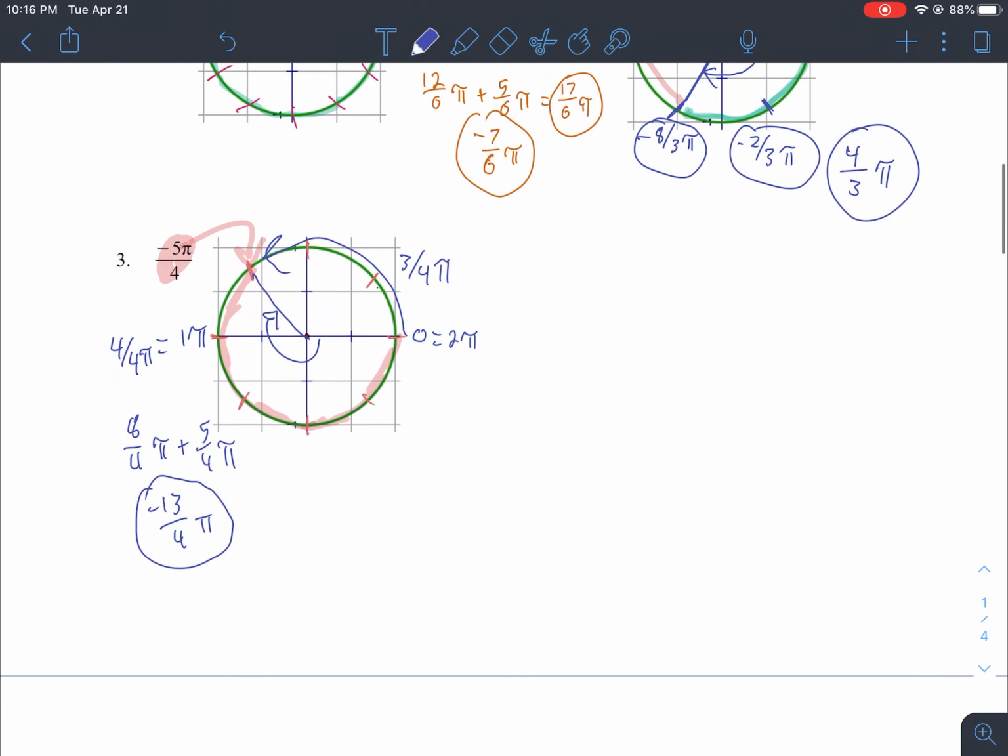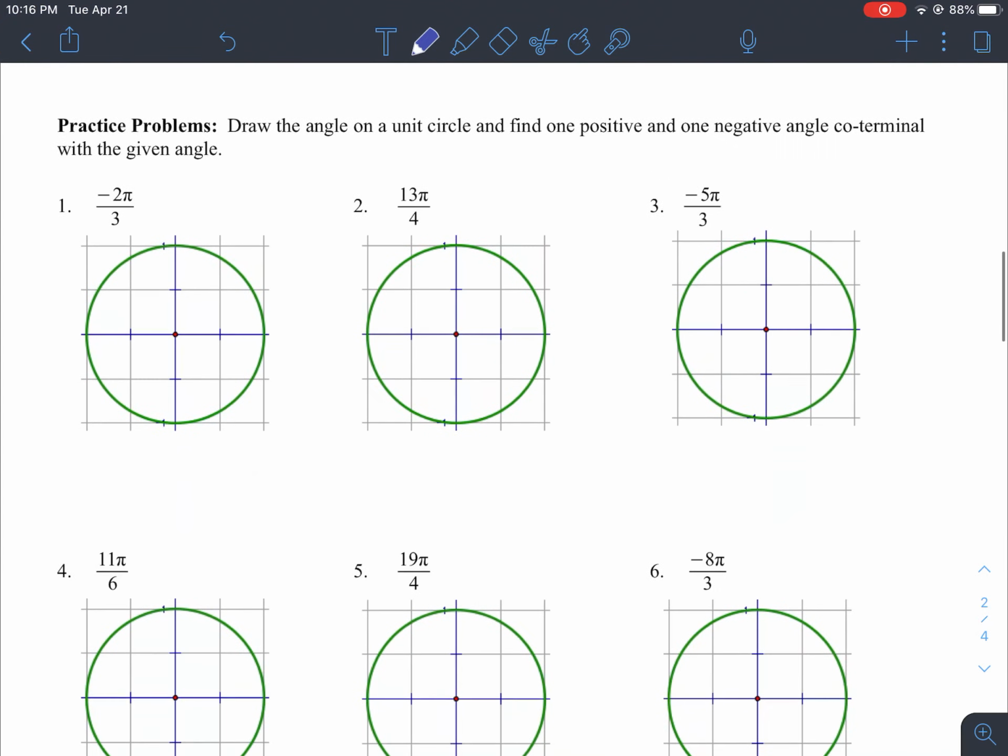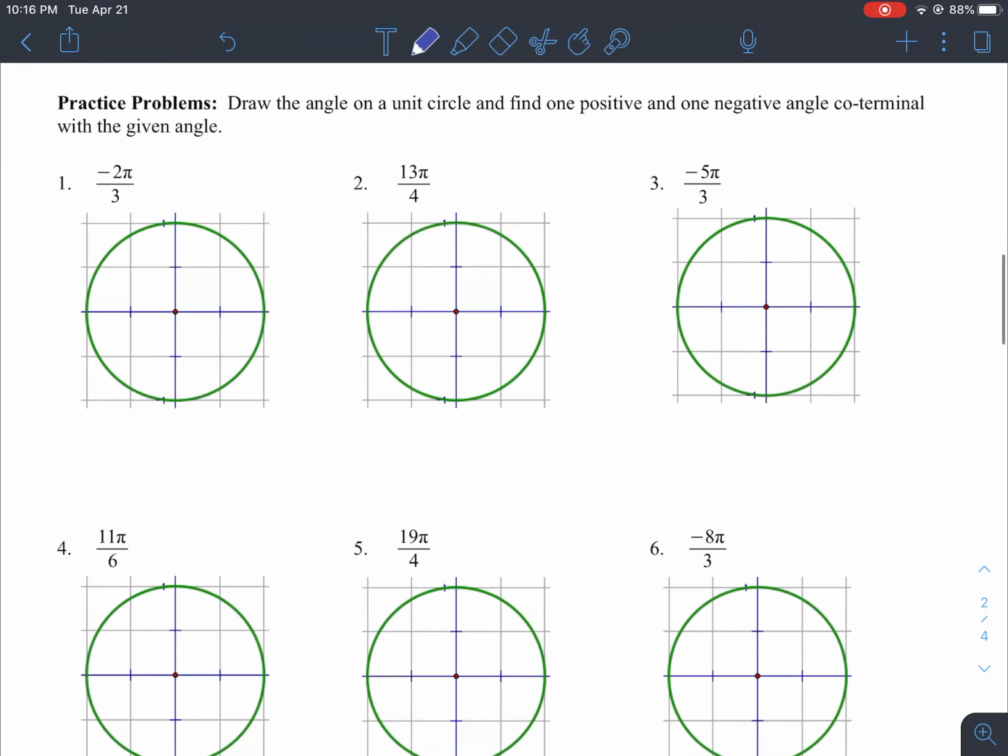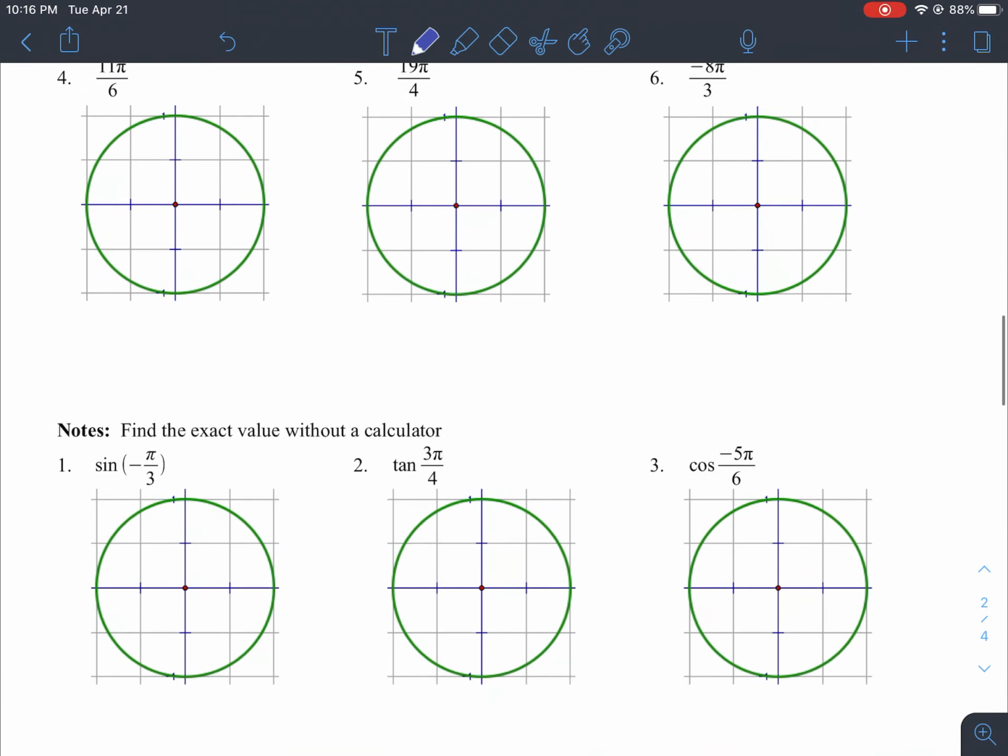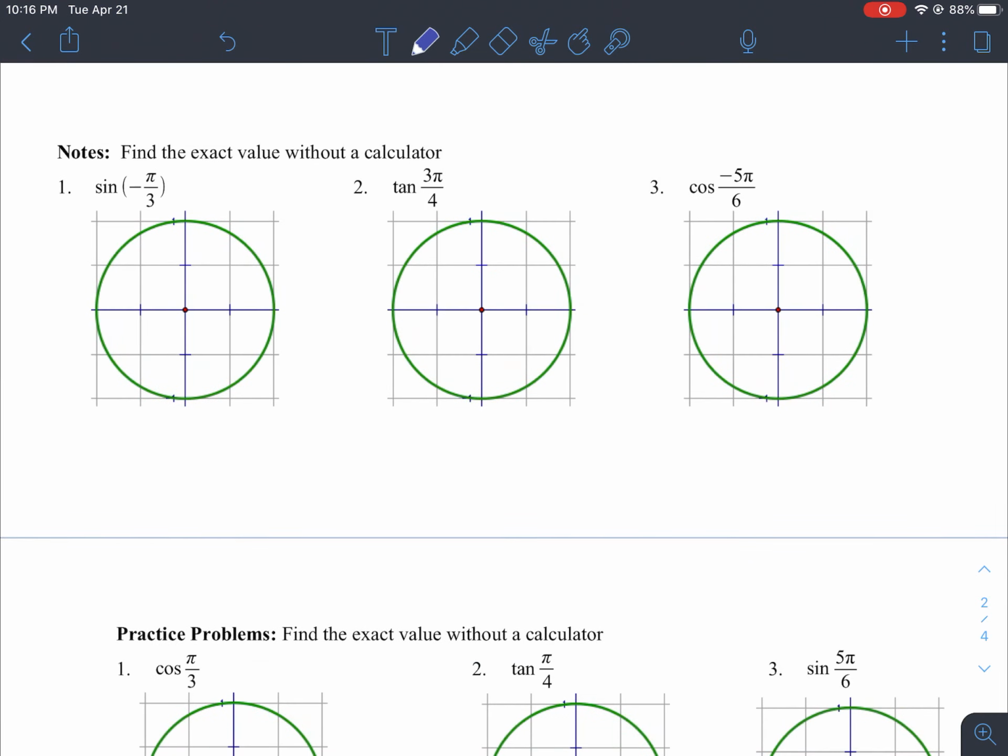Okay, so pause the video there and try these practice problems, finding coterminal angles just like before. Okay, good luck with that, and I'll see you in a bit. Are you finished yet? Are you finished now? Are you finished? Come on. You're finished? Excellent. Okay, let's move on.